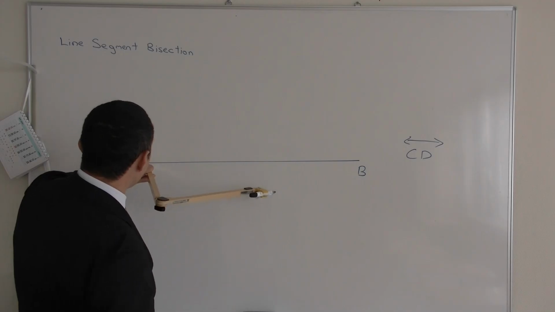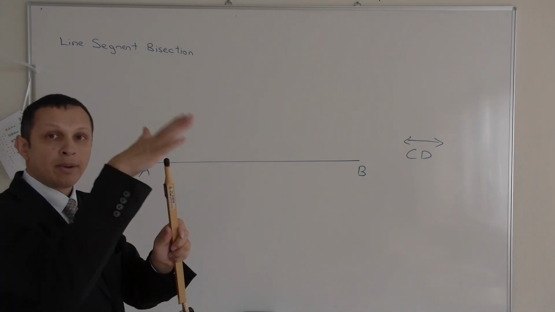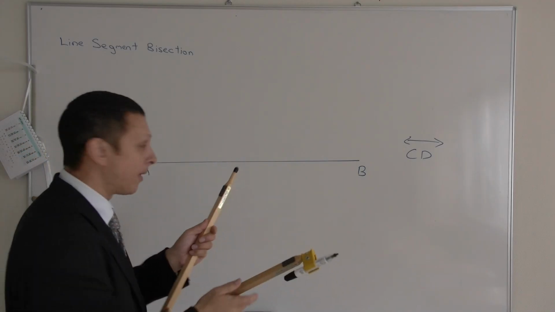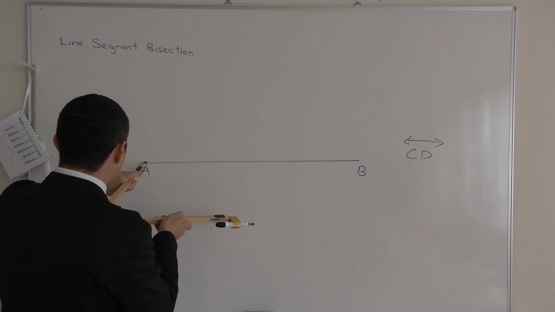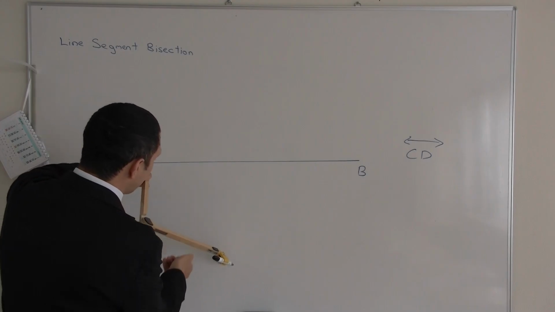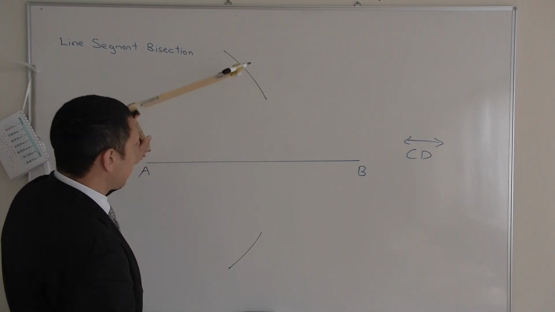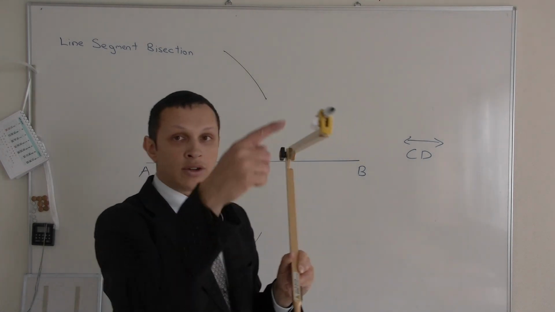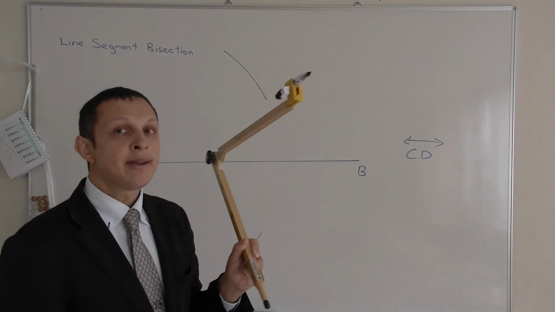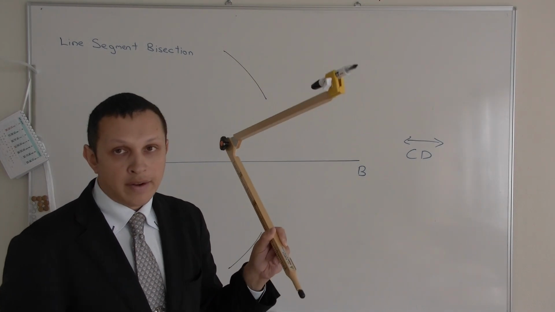I think that's fine. So I will put my compass point at point A, or I could choose point B, doesn't matter. And then I will draw either two small arcs, or if I want a very large arc, doesn't matter which. Next, please make sure that you keep your compass radius the same. If you change it, your answer will be incorrect.